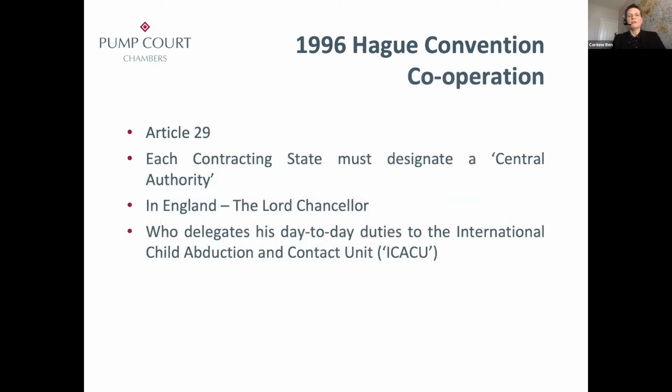Article 29 deals with cooperation. It says a contracting state must designate a central authority. In England, that is the Lord Chancellor, who delegates his day-to-day duties to the International Child Abduction and Contact Unit, ICACU, with which you are no doubt all familiar.